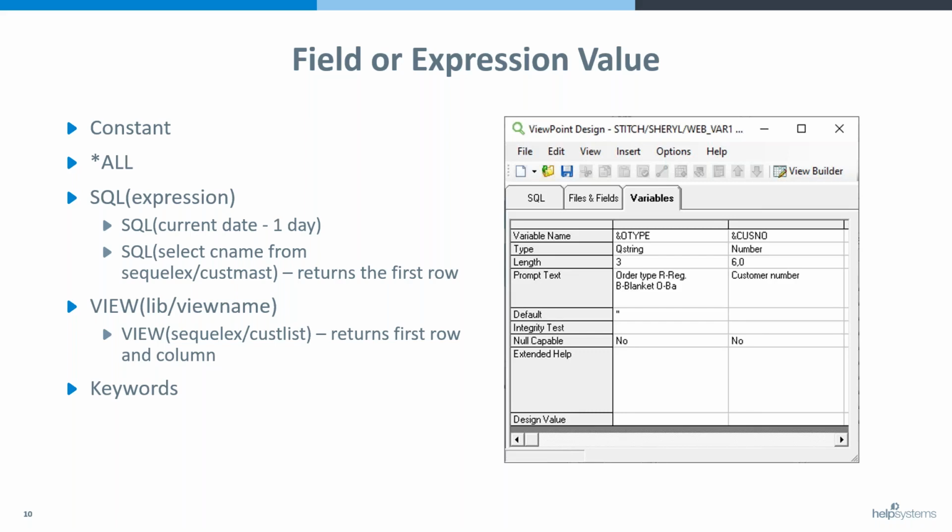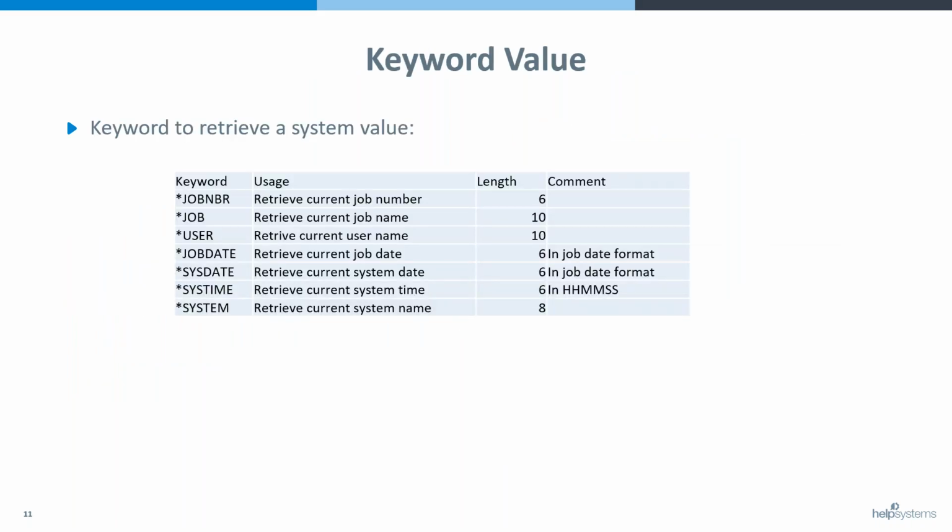The last thing we can do with the default value is include keywords. These keywords give us the ability to retrieve some system information. We've got 7 of them there, and probably the most useful of them is *USER. That's the one we see used most often. Sometimes job name, you might need to pull that in. And again, it can be quite powerful, especially as you're doing things programmatically with SQL. But we're going to take a look at Viewpoint and a variable for user.